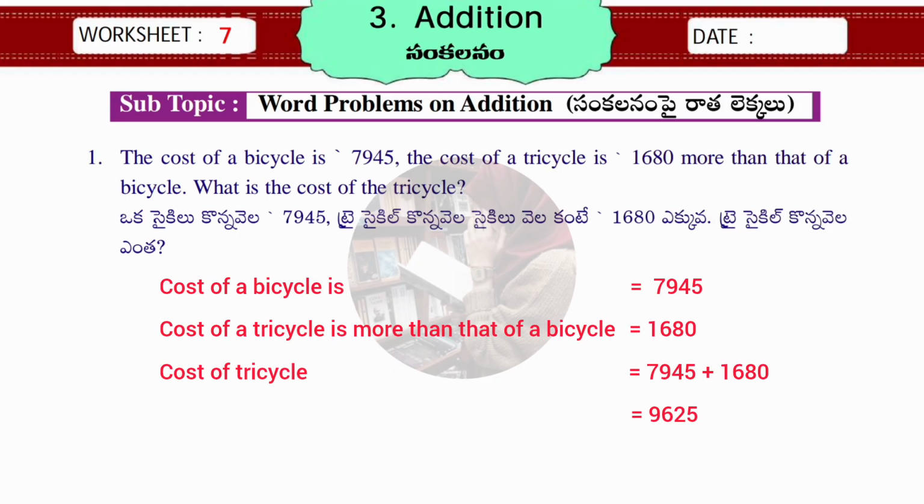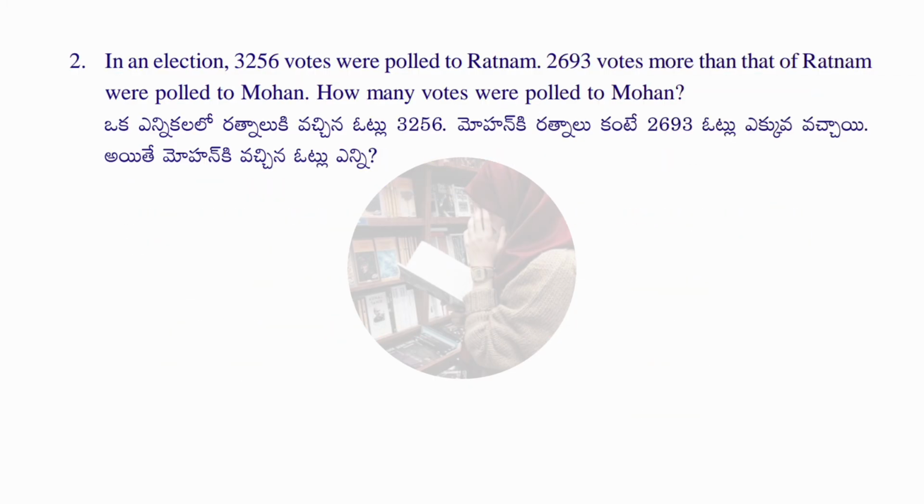Cost of bicycle is 7,945. Then cost of tricycle is more than that of a bicycle, which is 1,680. Now we have to find out the actual cost of tricycle. So add both the amounts. 7,945 plus 1,680. You will get the answer as 9,625. So the actual cost of tricycle is 9,625. Understood, guys? No doubt? Okay. So let's move on to the next question, that is question number 2.